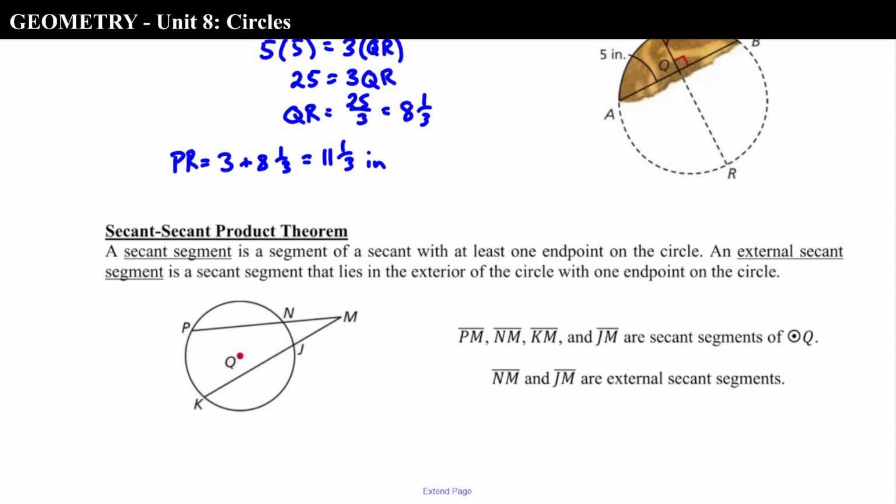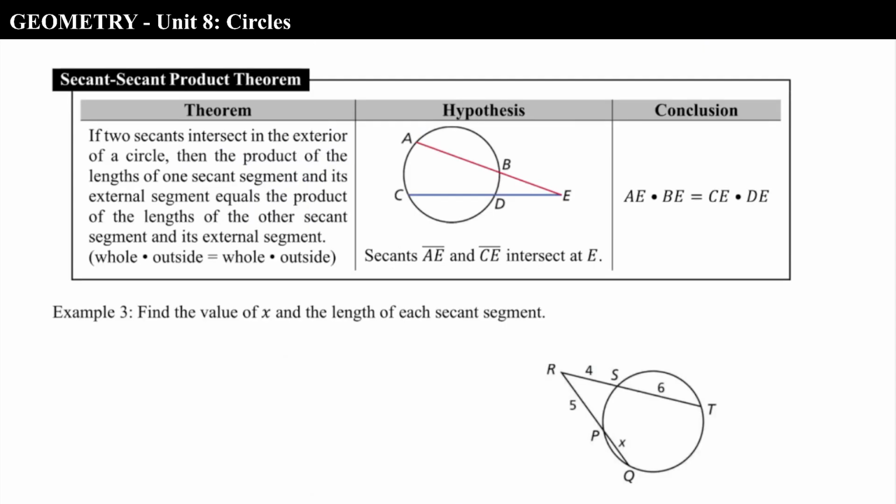An external secant segment is a segment that lies in the exterior of the circle with one endpoint on the circle. So here, PM, NM, KM, and JM are all secant segments of circle Q. NM and JM are the external secant segments. They are the ones that lie on the outside of the circle. A little bit of vocabulary to set up our next theorem.